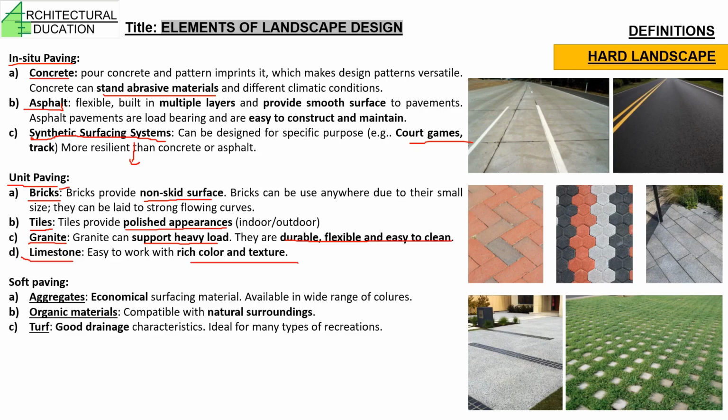Soft paving, aggregates, economical. Aggregates means what? They directly pour the thick conker and then they leave it over there, making it flat. Organic material, natural surrounding. Turf, good drainage characteristics. Turf in the sense a kind of, you can see over here. So you can see the concrete paving over here, you can see the unit paving over here, and you can see the soft paving over here.